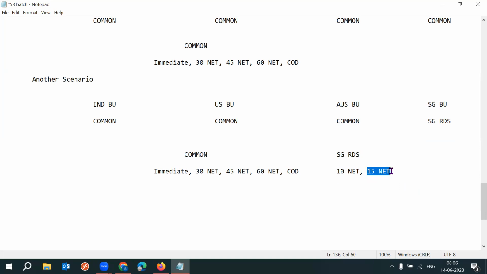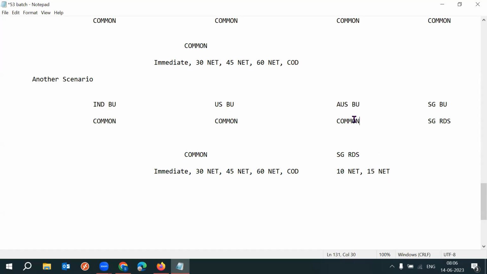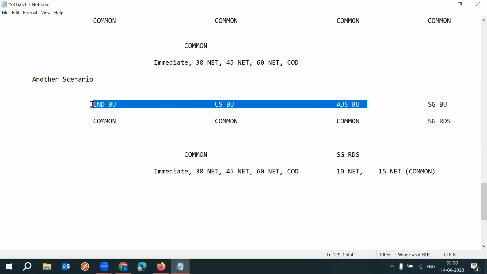This 15 net also, I want it to be used by these BUs. Is it possible? Yes, by making it common. This particular payment term, you just assign to common. Only this payment term. What I've done is assign this payment term to the common reference data set so that this 15 net can be accessible by all these BUs.